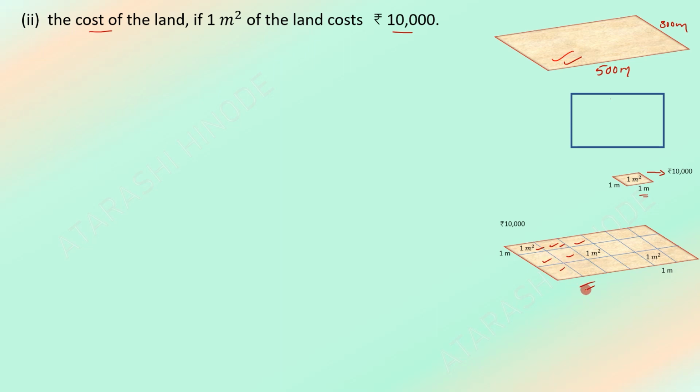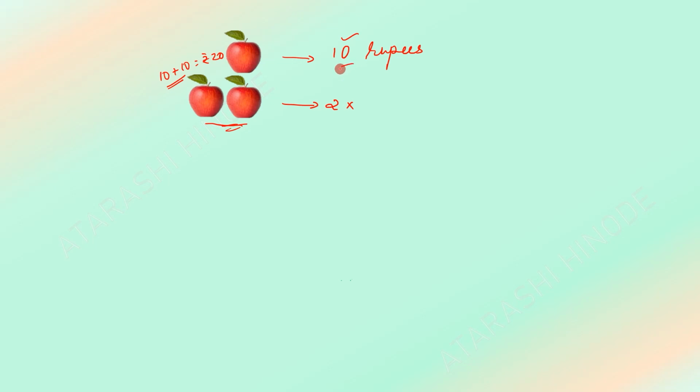But we know repeated addition is multiplication. Let me explain this through an example. If cost of one apple is 10 rupees, what will be the cost for 2 apples? It will be 10 plus 10 equal to 20 rupees. Is it? Instead of adding like this, it is enough to multiply number of apples with cost for 1 apple. Here there are 2 apples, so 2 multiplied by cost for 1 apple is 10 rupees. That is 2 into 10 equal to 20 rupees.